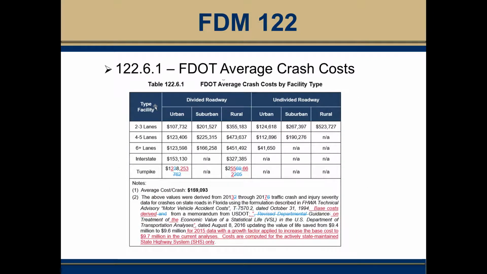Section 122.6.1 of the FDM was updated to reflect that the new average crash costs derived from the years 2013 to 2017. They were previously derived from values between 2012 and 2016. These are based on location verified crashes that are processed in the State Safety Office. These numbers don't change a whole lot from year to year because the value of a human life is not really adjusted from a national standpoint very often.